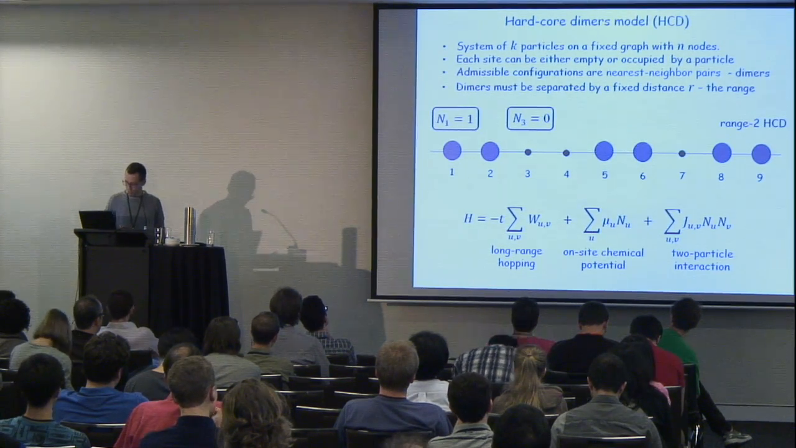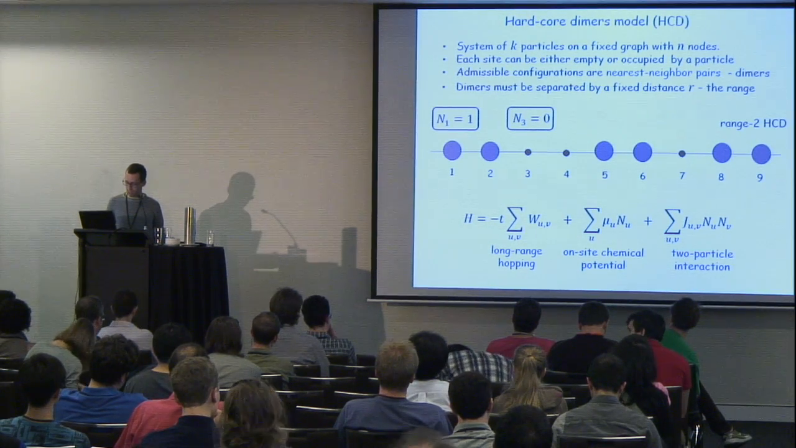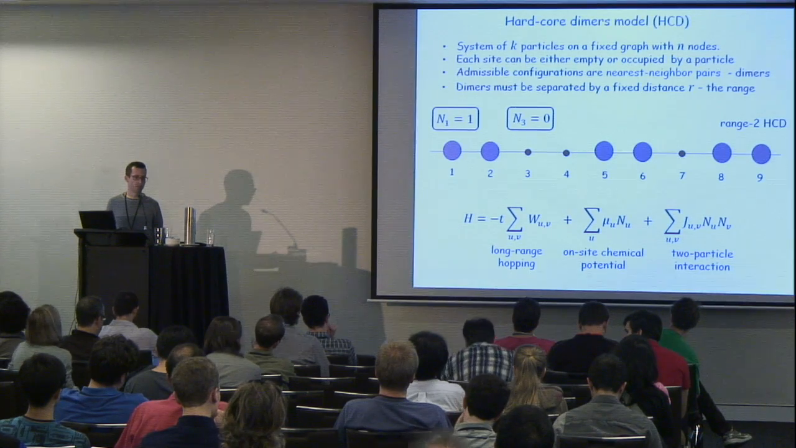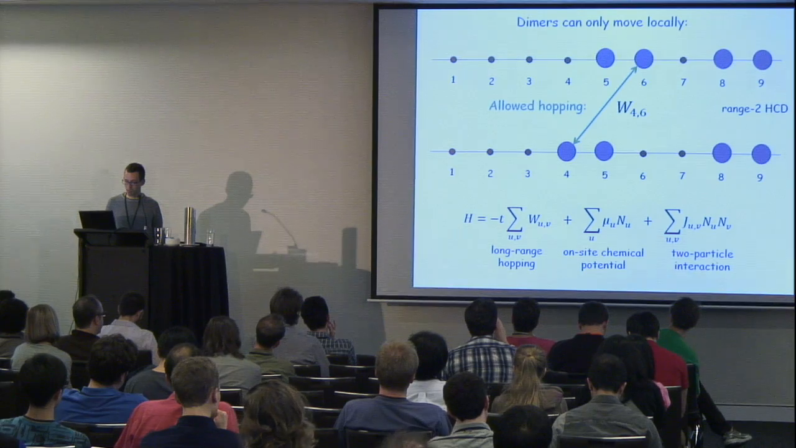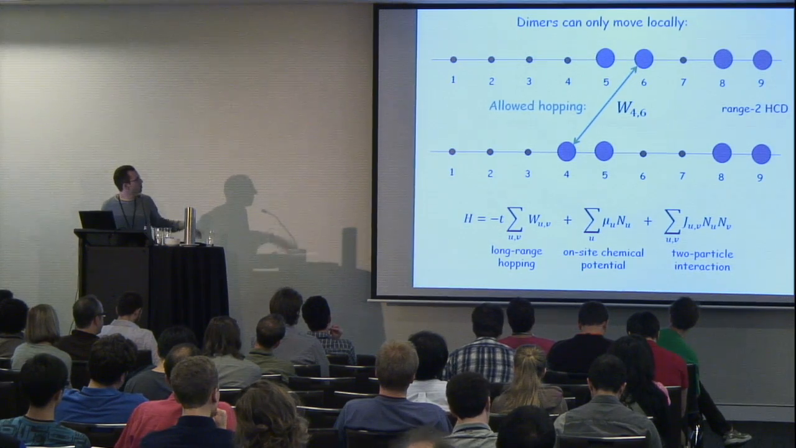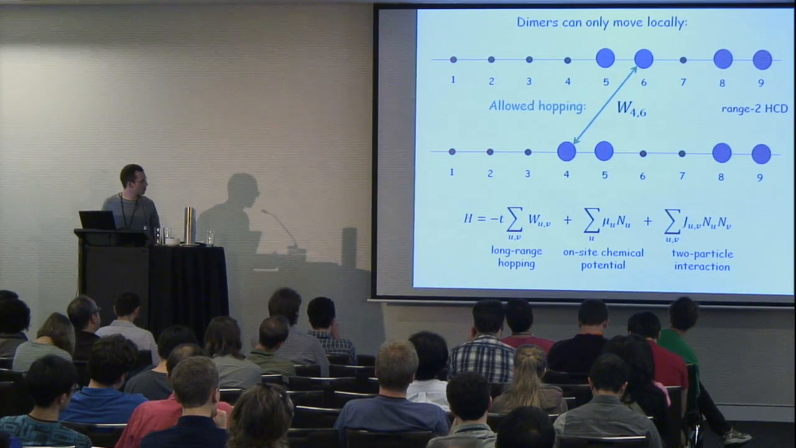The Hamiltonian has a bunch of terms, one of which allows the dimers to hop, and then some diagonal terms which depend only on which vertices are occupied. The dimers can move locally. For example, this configuration at the top could hop to the configuration on the bottom. There's a matrix element for that.